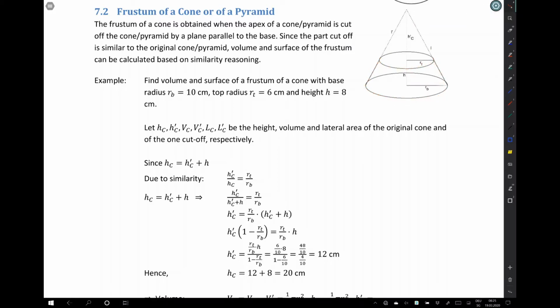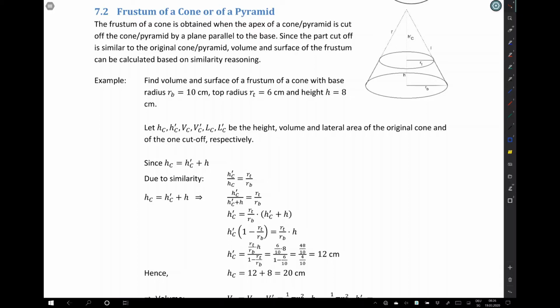We have seen in the section about stretching that these frustums are most simply calculated using the ideas of stretching, namely that this small pyramid or cone that is being cut off is just a stretched version of the last one. And let's now look at an example.